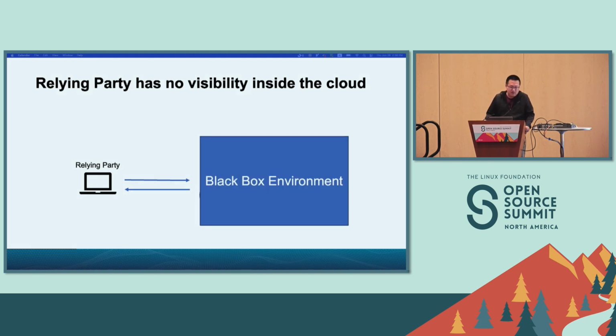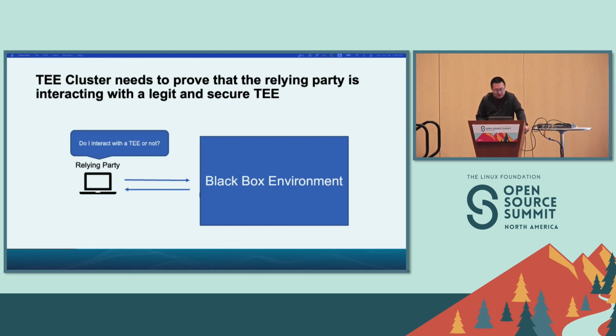Of course, when the relying party uses the cloud service, the first problem they have is that they basically have either no visibility or very limited visibility of what's inside the cloud. The cloud service just looks like a black box environment to the relying party. What if the cloud service provider does not have the confidential computing nodes, and what if they just use normal machines to provide service? Then immediately the relying party's data privacy is completely broken.